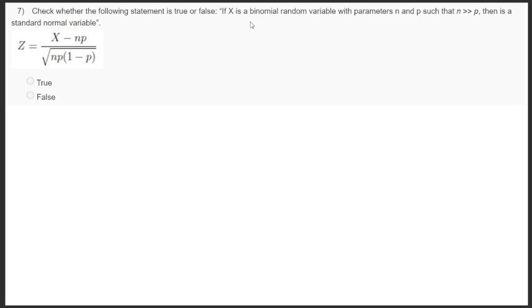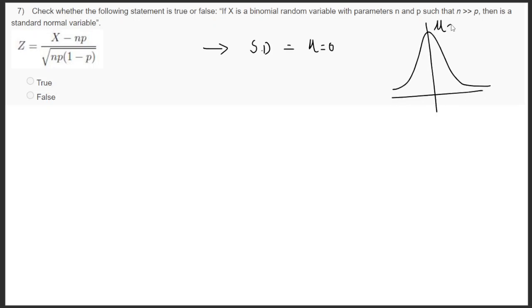So when n is very high, they are reducing the binomial distribution to a normal distribution. How they are doing it: as you all know, the standard normal distribution has mean equal to 0, so the mean is at the center, and the standard deviation is normalized to 1. So this is one standard deviation, sigma equal to 1, sigma equal to 2.